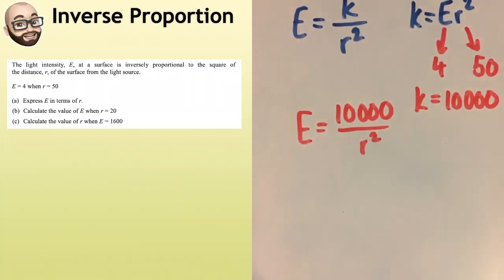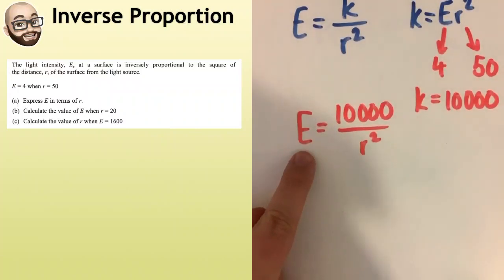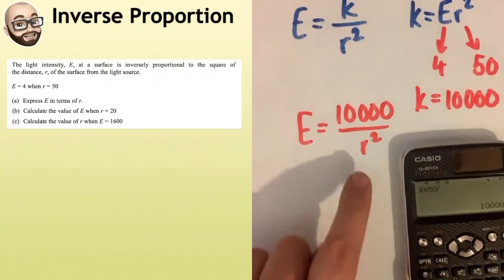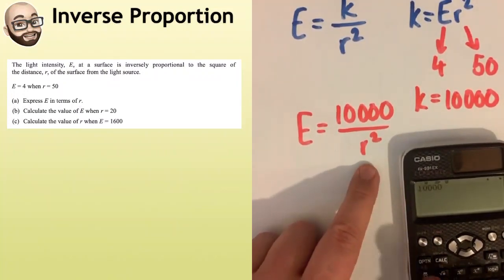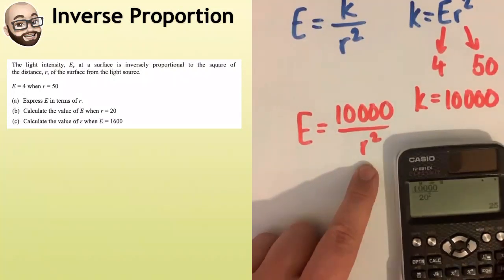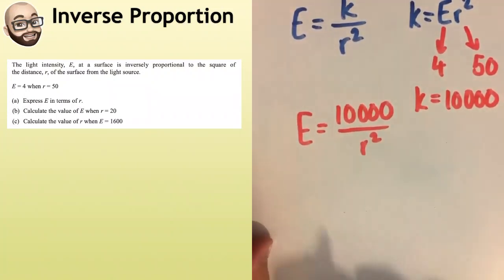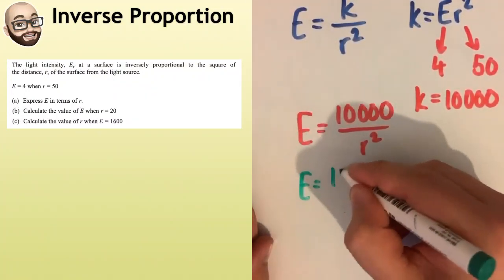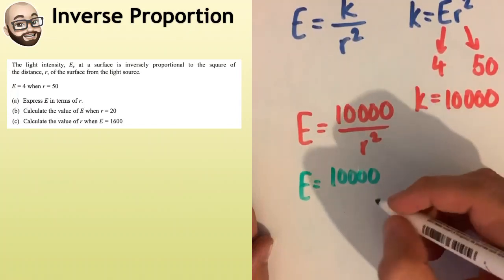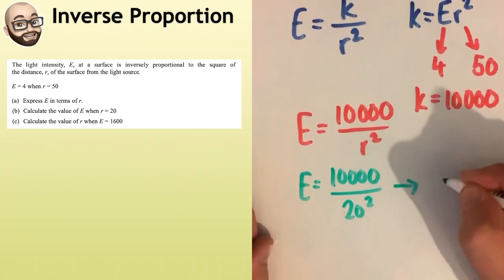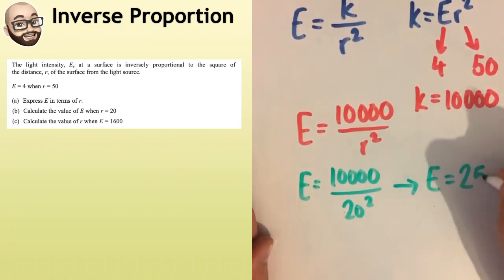So for part B and C, I can now just substitute numbers into here, calculate the value of E when R is 20. So if I know R is 20, I just need to do 10,000 over 20 squared. That's going to get me 25. 20 squared, that gets me E equals 25.